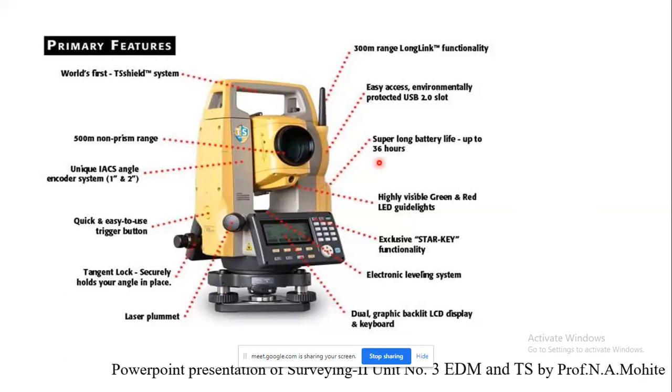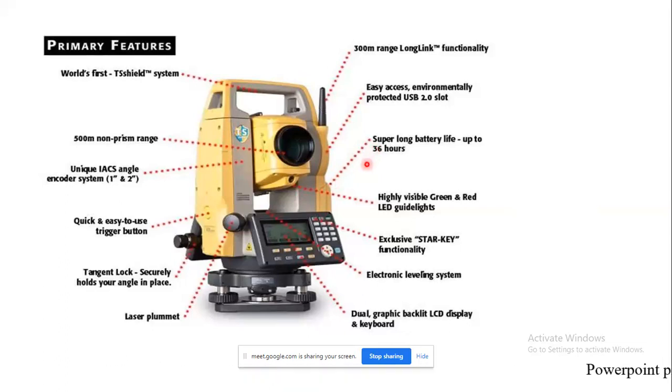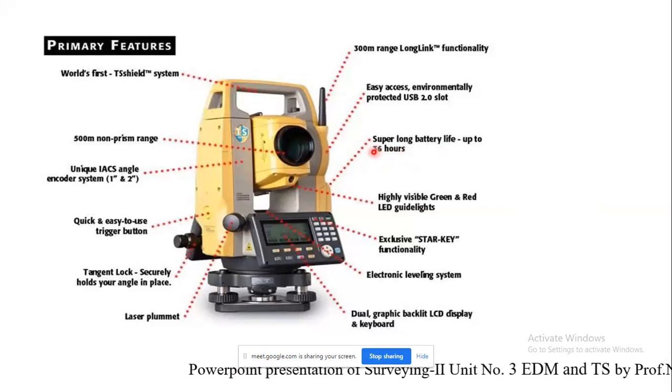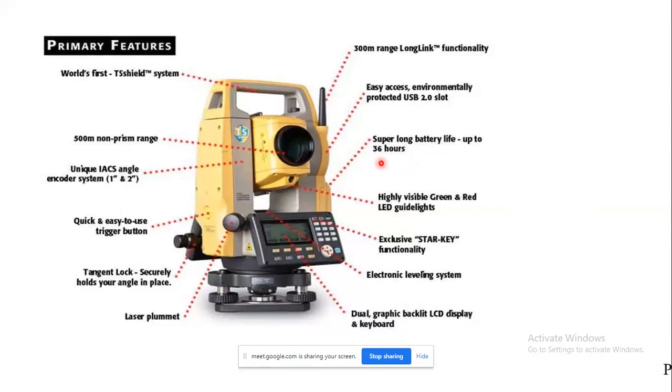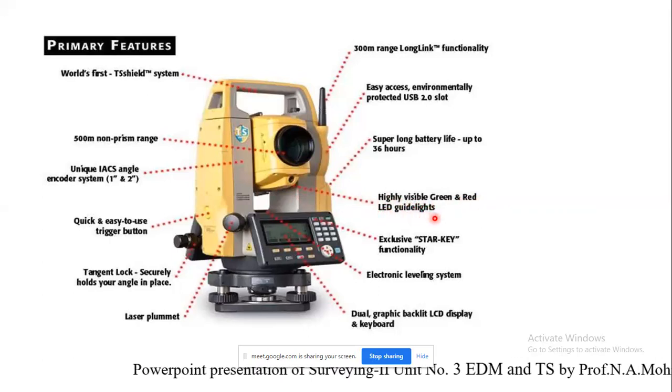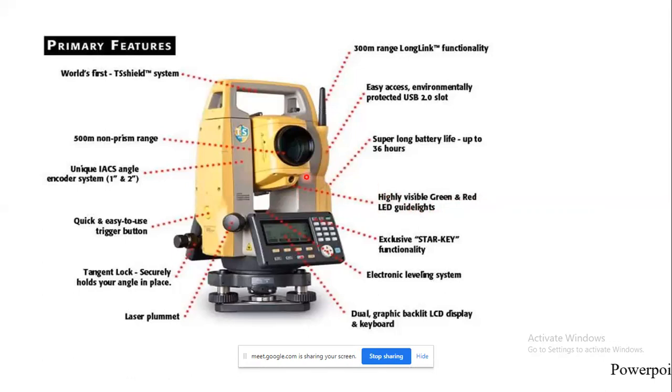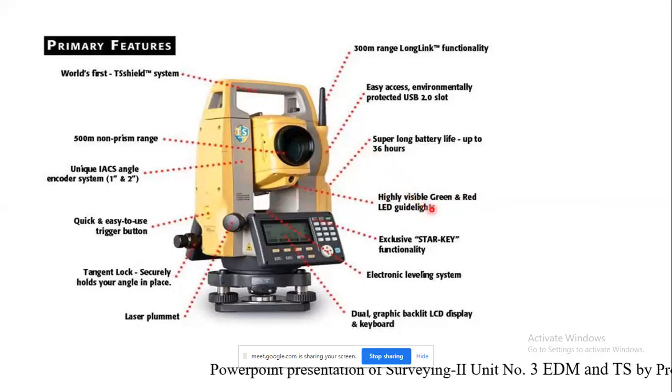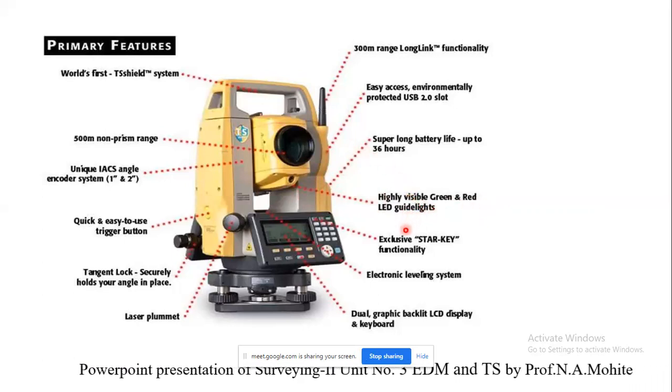Again, it has been provided with a battery. Depending upon the quality, this instrument has a corresponding battery life of about 36 hours. Then here you can see highly visible green and red LED guide lights. Just like the targets, we know that before bisecting any object we make use of targets, so for that purpose guide lights have been provided.